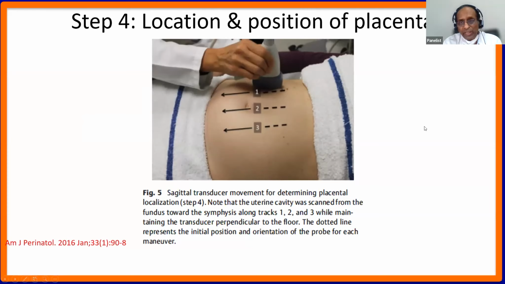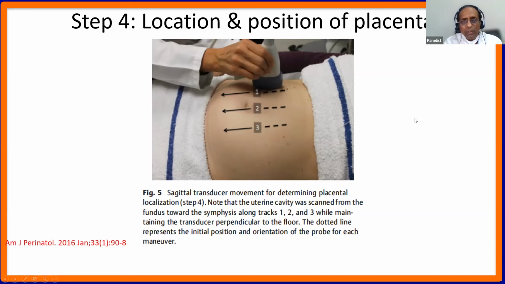And then for locating the placenta, which is step 4, you start at the fundus. The most important thing is your probe should be absolutely perpendicular to the couch. You don't angulate the probe. While looking at number and also locating the placenta, you never angulate the probe. If you angulate the probe, you'll be looking at a wrong location instead of looking directly downward. The whole idea is you want to look directly down to where the probe is facing and cover longitudinally from the fundus to the cervix, from the fundus to the cervix, from the fundus to the cervix.